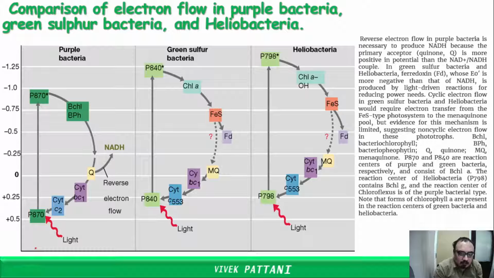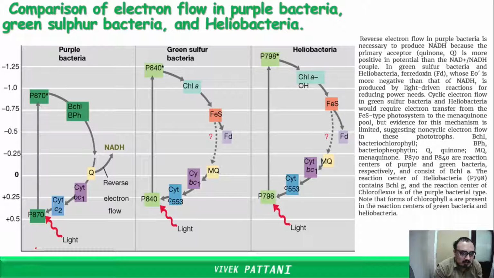The cyclic electron flow in green sulfur bacteria and heliobacteria would require electron transfer from the FeS complex type photosystem to the menaquinone pool, but the evidence for this mechanism is limited, and the mechanism is still not known.